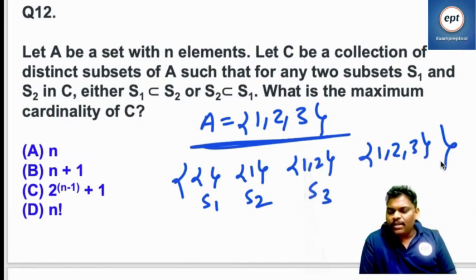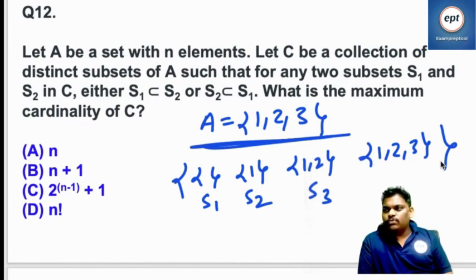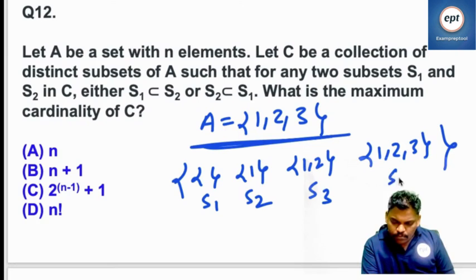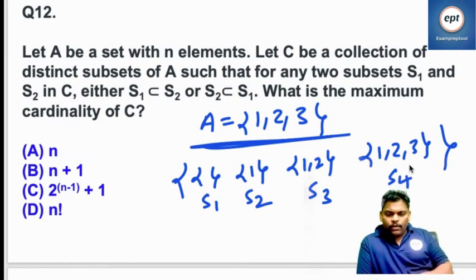If you observe clearly, S1 is a subset of S2, S2 is a subset of S3, S3 is a subset of S4. Now, does this condition fail anywhere? Please check. Between every two subsets S1 and S2, either S1 is a subset of S2 or S2 is a subset of S1. One of them should be satisfied.